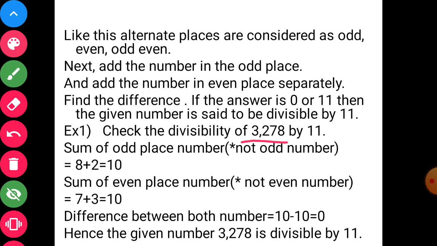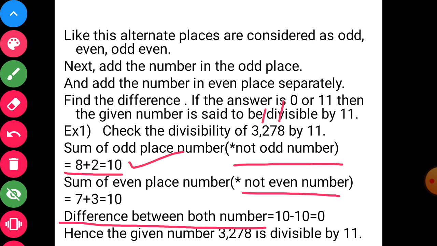3278 is given. We have to check. So which are the odd place numbers here? Okay, 8 and 2. These two are odd place numbers. Remember, they are not odd numbers but odd place numbers. So 8 + 2 is equal to 10, we get, right? Then the sum of even place numbers, not even numbers, remember. That is, 7 + 3 is equal to 10. Now find the difference between both numbers. 10 - 10, 0 we got.